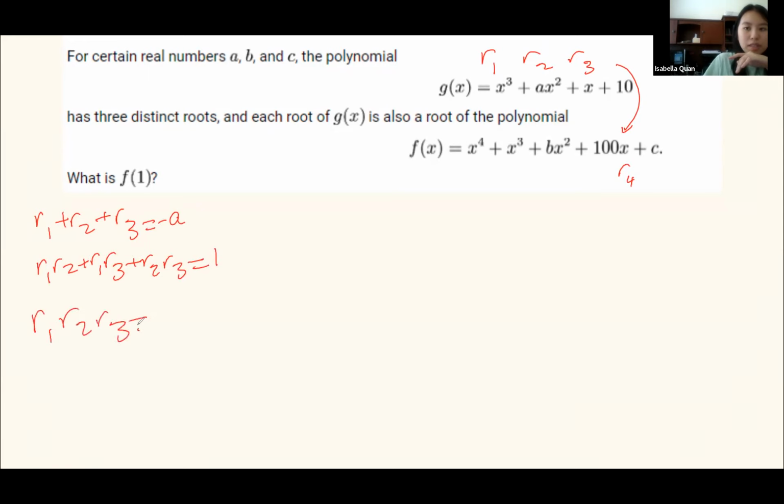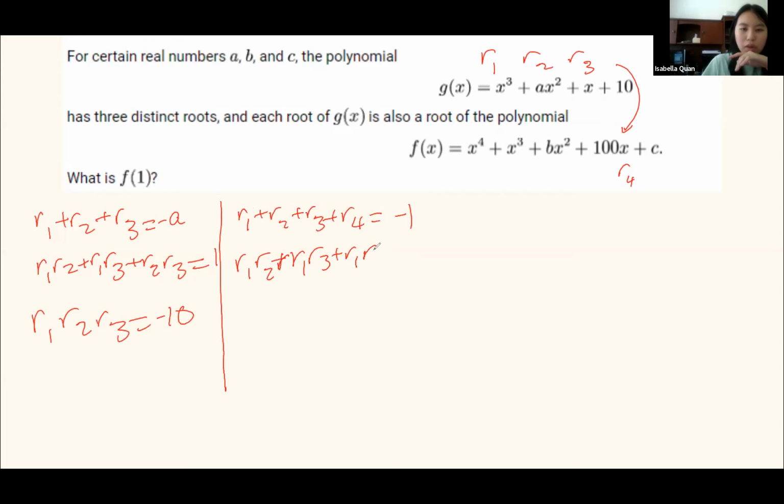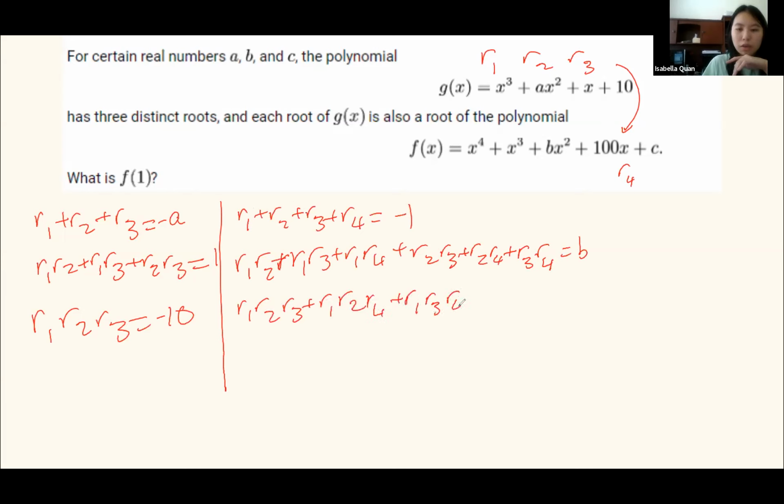R1, R2, R3 is negative 10. Okay, that's our first equation. Then from here, we have R1 plus R2 plus R3 plus R4 is negative 1. R1, R2 plus R1, R3 plus R1, R4 plus R2, R3 plus R2, R4 plus R3, R4 is B. R1, R2, R3 plus R1, R2, R4 plus R1, R3, R4 plus R2, R3, R4 is negative 100. And R1, R2, R3, R4 is negative C.